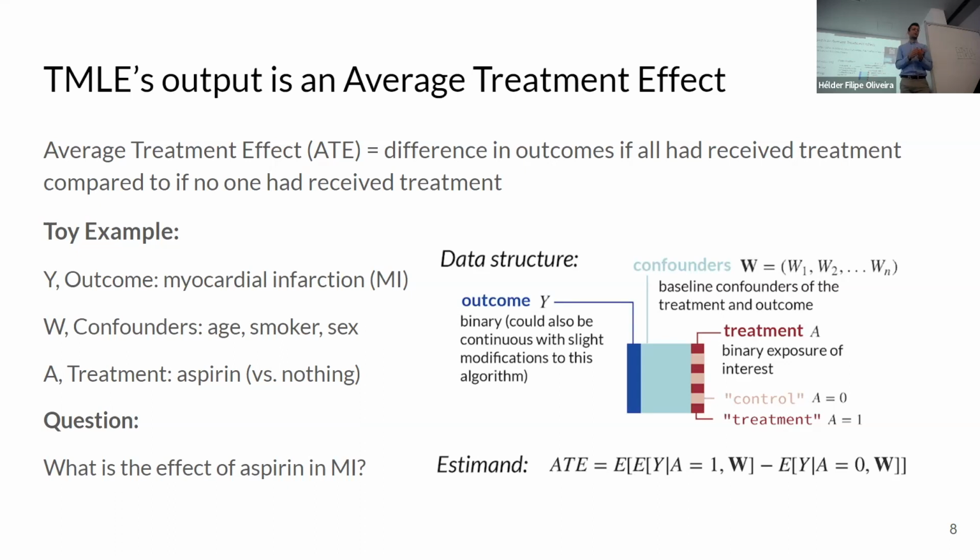So we have this toy example. Let's say that our outcome is myocardial infarction, and we have confounders that can be age, smoking status, and sex. And we want to assess the effect of a treatment that could be aspirin on this myocardial infarction. So an average treatment effect would give us the difference between the outcome for the ones that receive aspirin, adjusted for the same confounders, versus the ones that don't receive the aspirin.